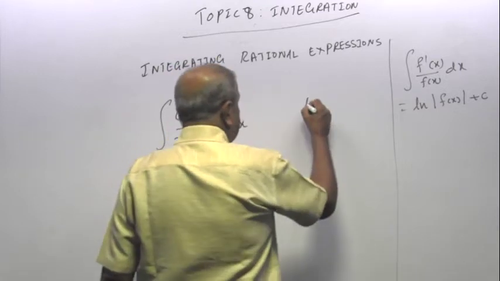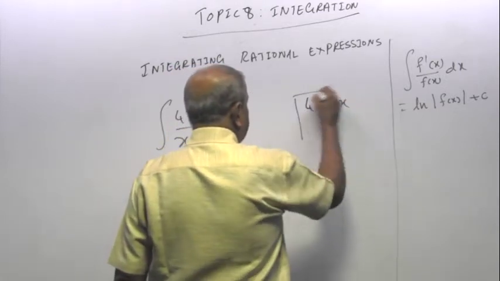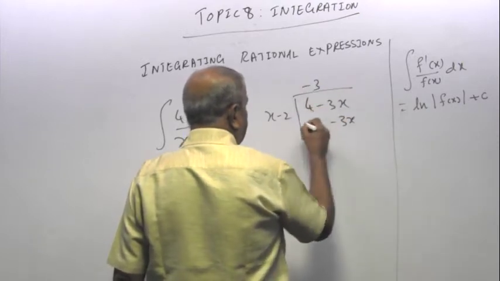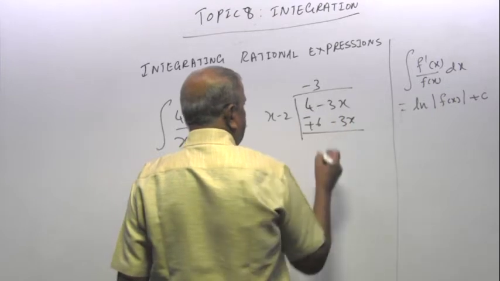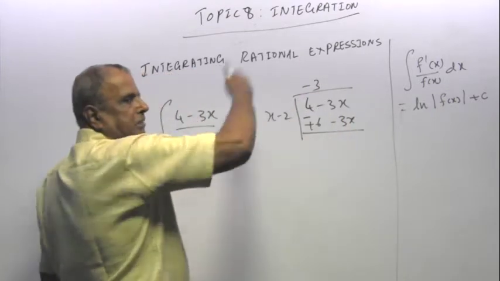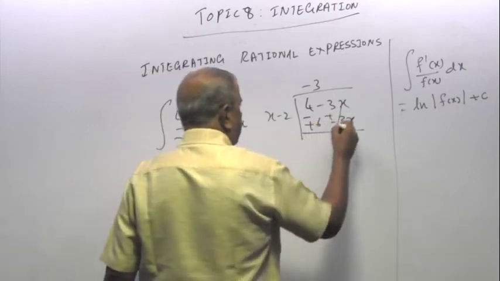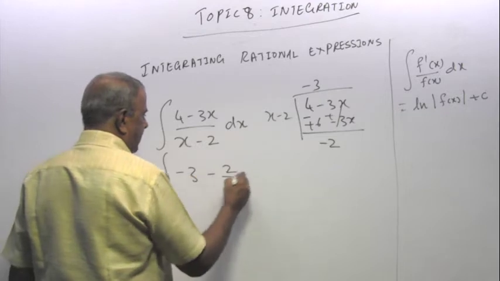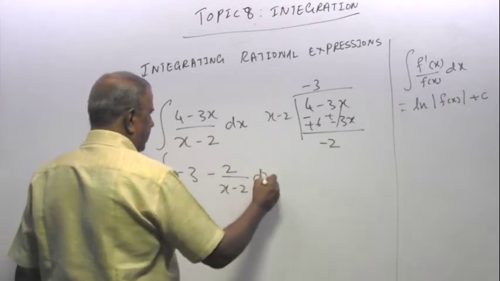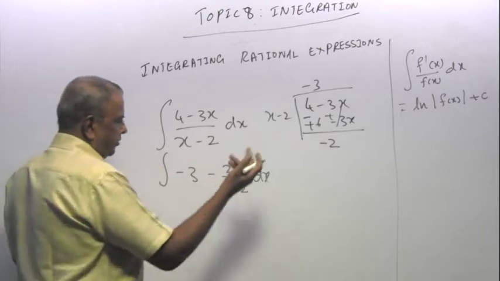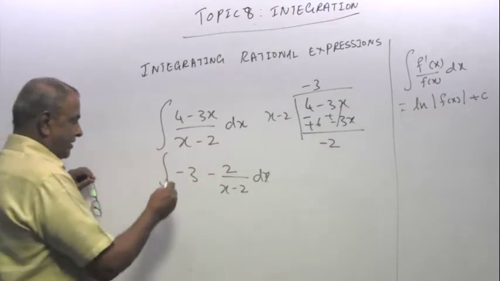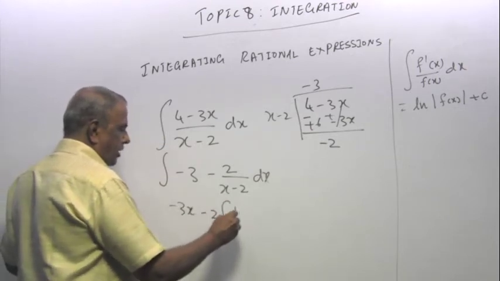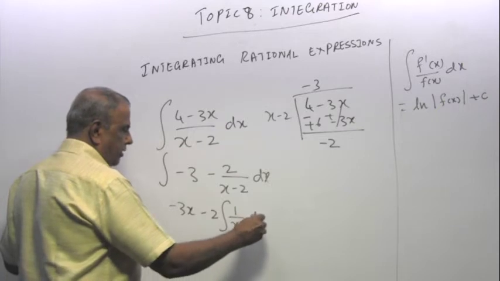So, ladies and gentlemen, I divide this. To get minus 3x, so it's minus 3x plus 6. And for those who find it confusing, write it as minus 3x plus 4. So it's minus 2. So it is integral of minus 3 minus 2 over x minus 2 dx. Look, minus 3 plus 6 minus 2 is 4. Minus 3 gives you minus 3x. Minus 2 is a constant, 1 over x minus 2 dx.